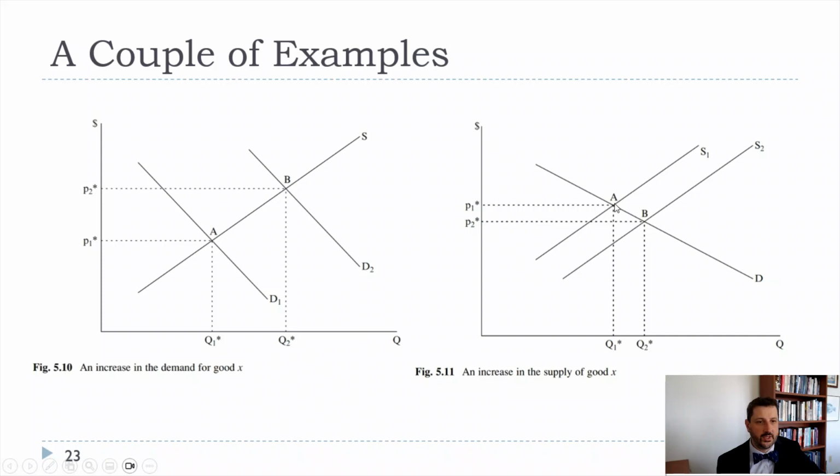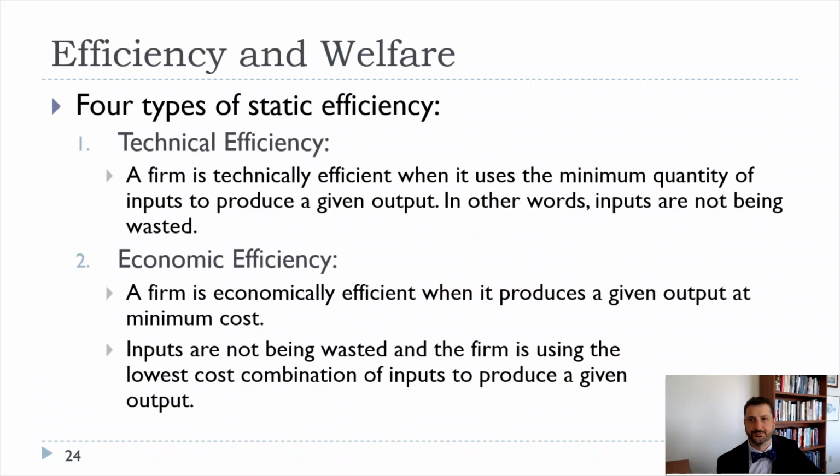And then what happens? Well, now consumers want to buy more because the price is lower, and so consumers do buy more, and we move from A to B along the original demand curve. And again, we can do the opposite where there's a decrease in supply. That would lead to higher prices and lower quantity. In this example, with an increase in supply, we get higher quantity and lower prices.